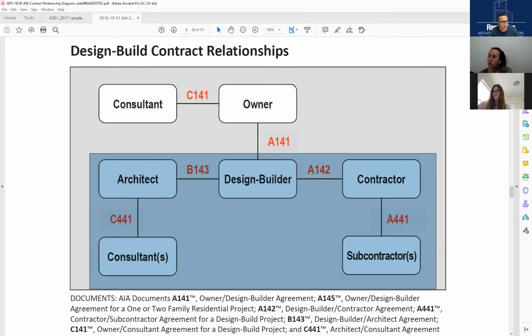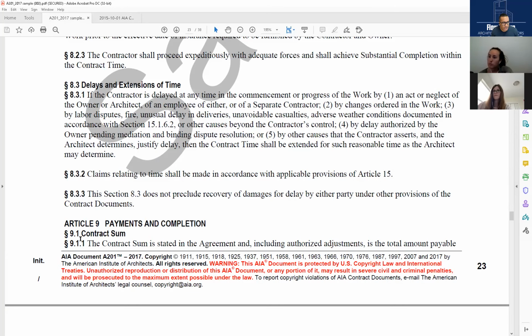Okay, so I want to talk to you a little bit about things that happen on the design, build, delivery method. And first, I'm going to start with a little story that has to do with me and a project that I'm running as a design builder and architect at the same time. And then we're going to jump right back into the A201 where we left it at, which is Article 9. We're going to go through each one of these articles one by one.